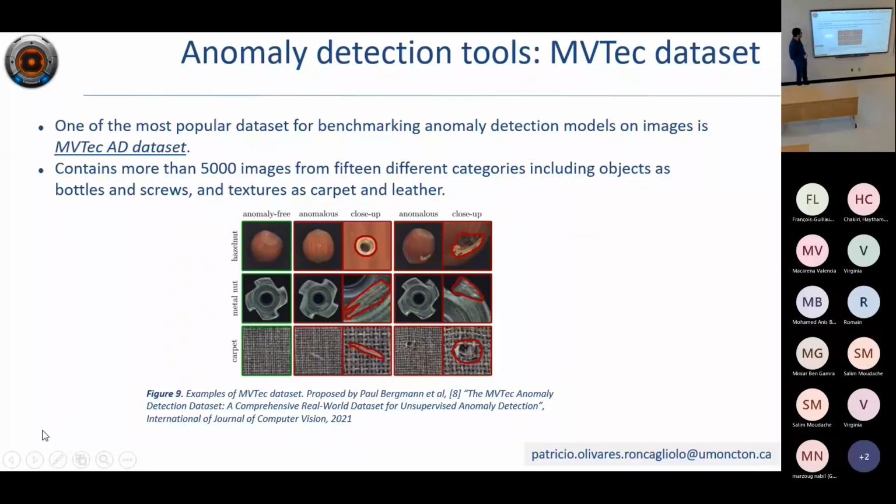This dataset contains more than 5,000 images and exactly 15 different categories, including some objects, like, for example, bottles and screws, and some different textures such as carpet and leather. And of course, for every single object, you have the ground truth about which parts have anomalies and what is the normal data included there. Whenever you want to create, for example, a new anomaly detection model, this is the data that you should check in order to benchmark your model.